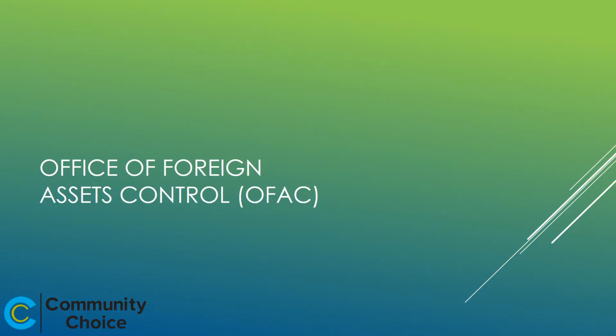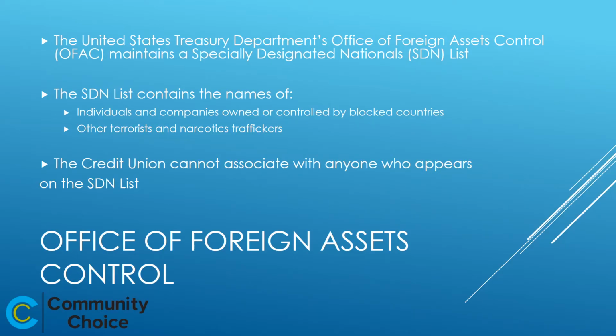OFAC is another aspect of the BSA program's requirements. OFAC stands for the Office of Foreign Assets Control, which is a division of the United States Treasury Department. OFAC maintains a Specially Designated Nationals list, or SDN list. The SDN list contains the names of individuals or companies owned or controlled by blocked countries, narcotics traffickers, or suspected terrorists or those funding terrorism. Federal law strictly prohibits the credit union from doing business with anyone who appears on the OFAC SDN list.